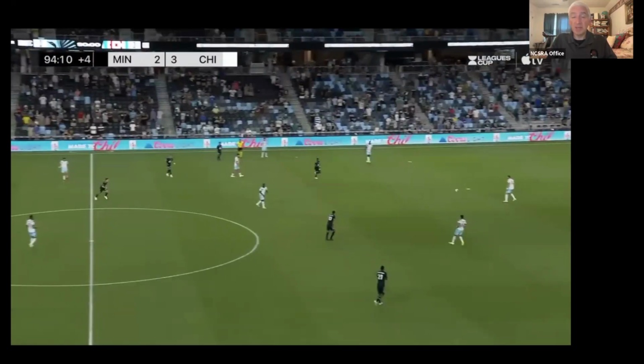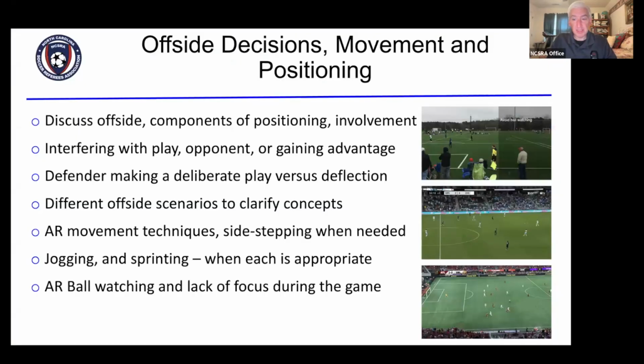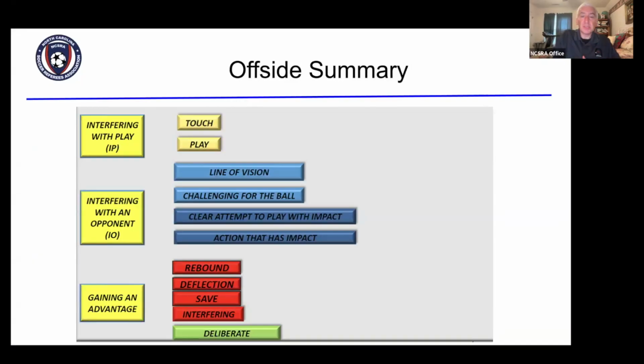So a lot of movement by the AR. Staying even with that second to last opponent or the ball, whichever is closest to the goal line. Now that we've done that, I'm going to go to this slide, and I will send you this slide in my follow-up email. If an opponent is closer to the opponent's goal line than either the ball or the second to last of the opponents, he's on the other side of the field, he is in an offside position.